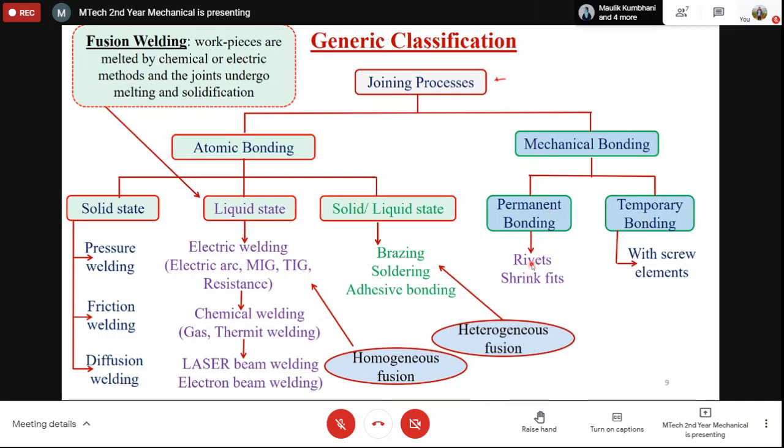We can have rivets. Once rivets are done, if you want to open or separate the parts, you have to break the rivets or cut the rivets. So riveting is a type of permanent bonding which you will be knowing. Another type of permanent bonding in mechanical is the shrink fit, or force fit, or pressure fit. The interference is there.